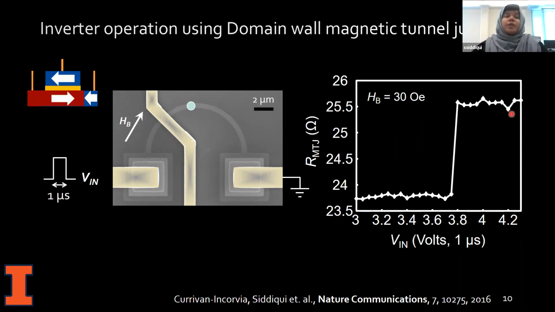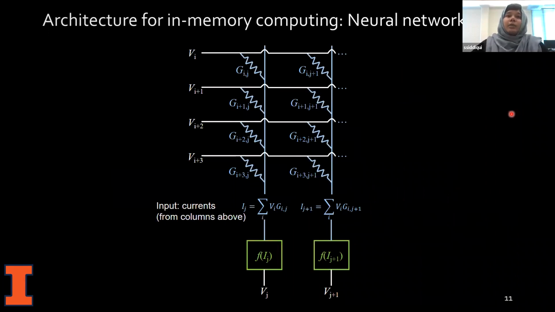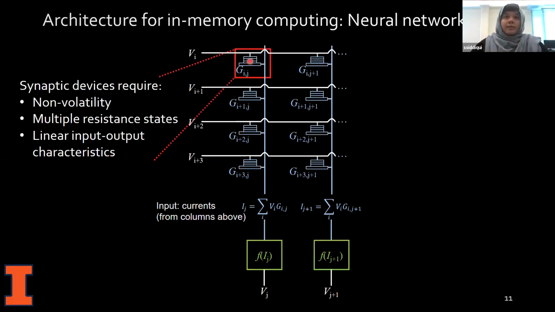Which is great, that we can generate this kind of logic device using domain wall and magnetic tunnel junction. Now the question is how effective that could be in replacing this kind of resistor, where we want to vary the resistance in a continuous manner. Is it possible to replace them with this kind of device?